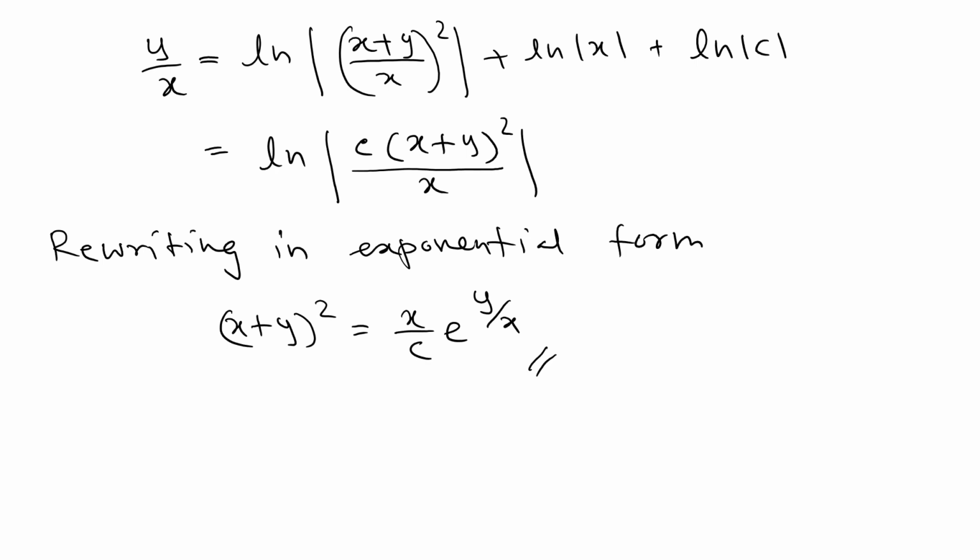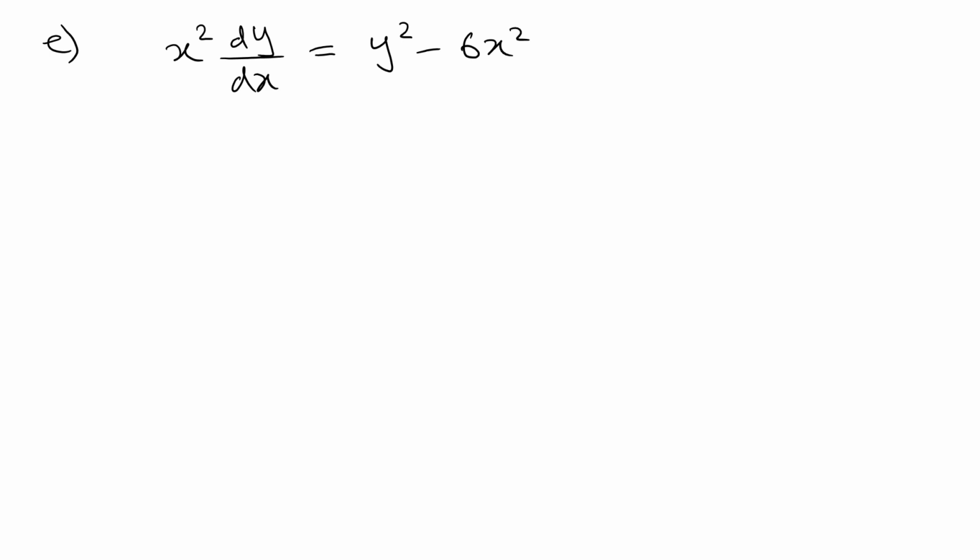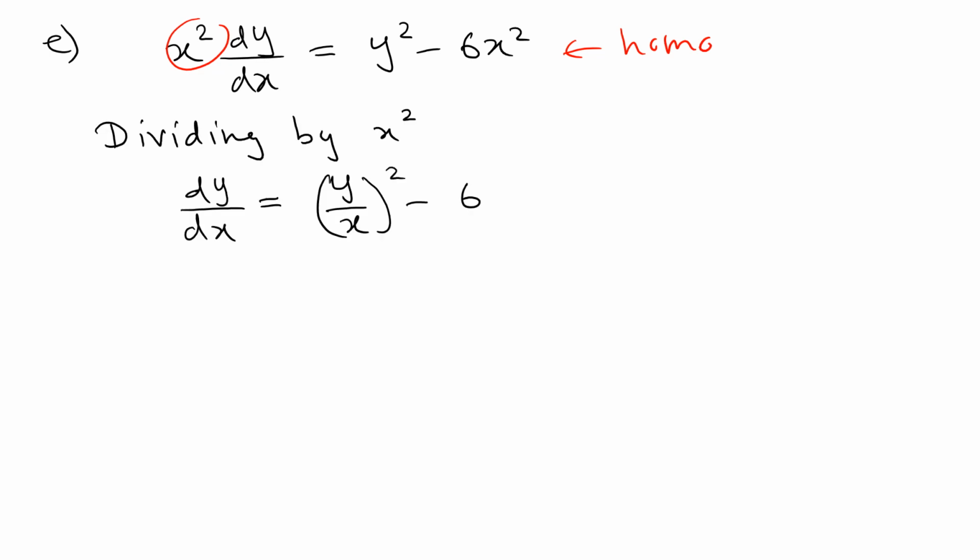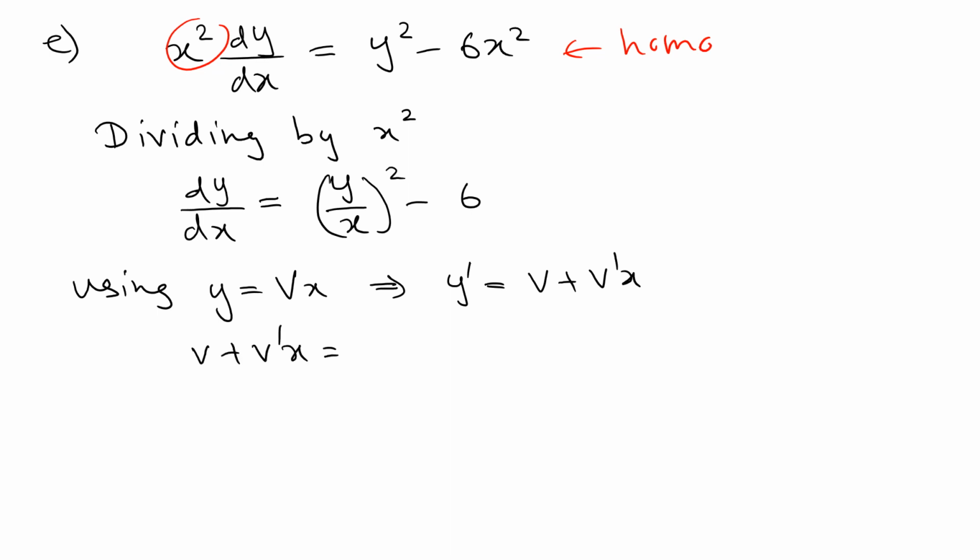So let's look at one last problem. Let's try this one as the last one, and you can clearly see that each term has degree 2. So this is homogeneous. And so we're going to first divide by x squared to write it in this form, and then use a substitution. We're going to get on the left side v plus v prime x. On the other side we get v squared minus 6, and then you can clearly see that this is separable.